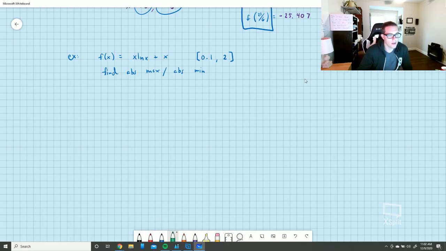Okay, obviously we can graph it and look. The point is to be able to do this without a graph, especially because second semester it's not going to be this simple. You'll see why later on. So first thing we got to do is find the derivative. Another product rule: derivative of the first times the second plus derivative of the second times the first, plus the derivative of x. Derivative of x is just 1. So this all just becomes 1: natural log x plus 1 plus 1, so plus 2. There's my derivative.